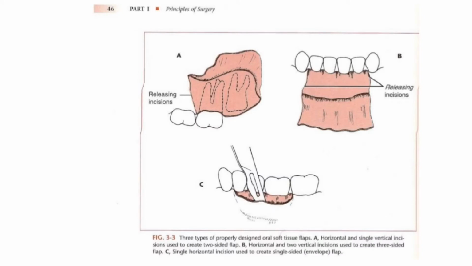In this picture, we can see three types of properly designed oral soft tissue flaps. In picture A, a horizontal incision is accompanied by a single vertical incision, which is referred to as a two-sided flap. In picture B, a horizontal incision is accompanied by two releasing incisions, which is referred to as a three-sided flap. And in picture C, a single horizontal incision is used to create a single-sided flap or envelope flap.